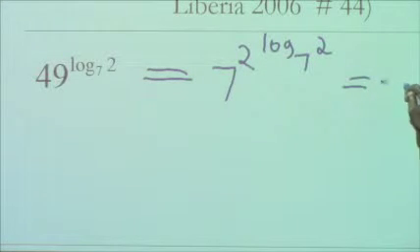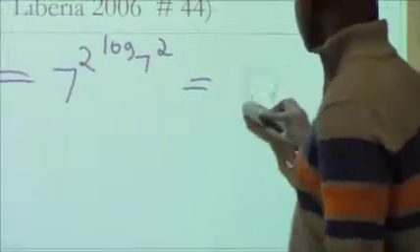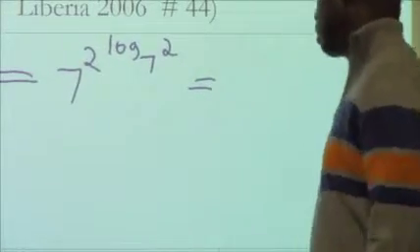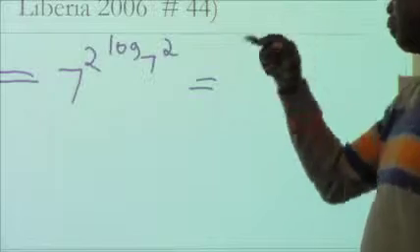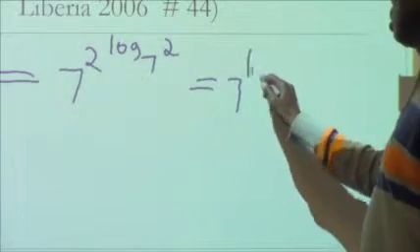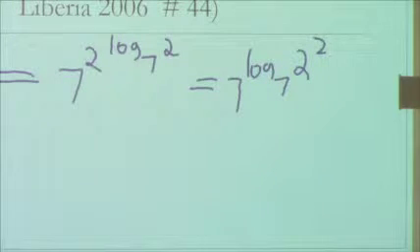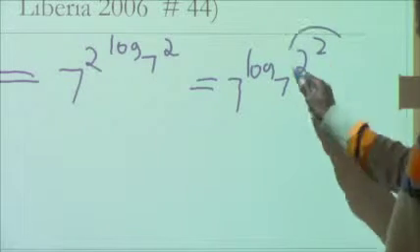So what I would have would be 7 to the log. So I can rewrite this using the rule, if you go back to the first slide, as log base 7 of 2 squared. So again, by rule, whenever we have this case, then our result is just going to be equal to this.